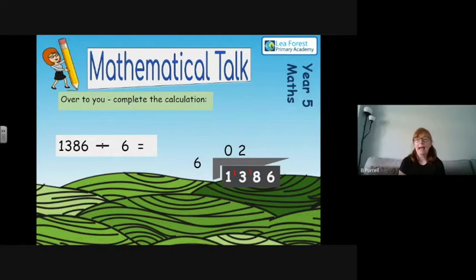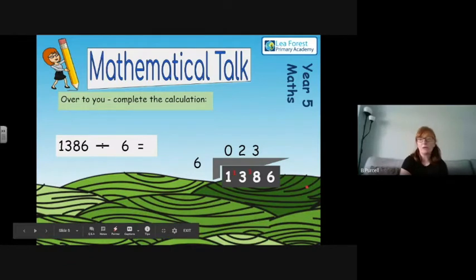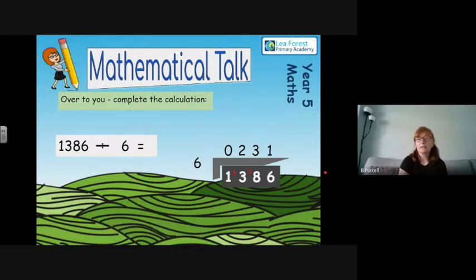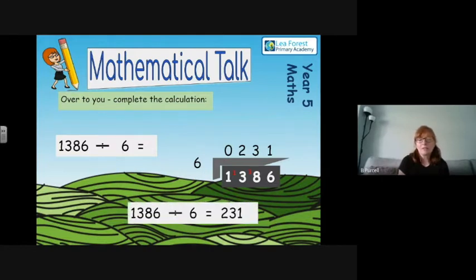So now I have 18. 18 divided by 6, 6, 12, 18, 3 times exactly. And I don't have a remainder to carry across here. So 6 divided by 6 is 1. And hopefully that will come up. So 1,386 divided by 6 equals 281.